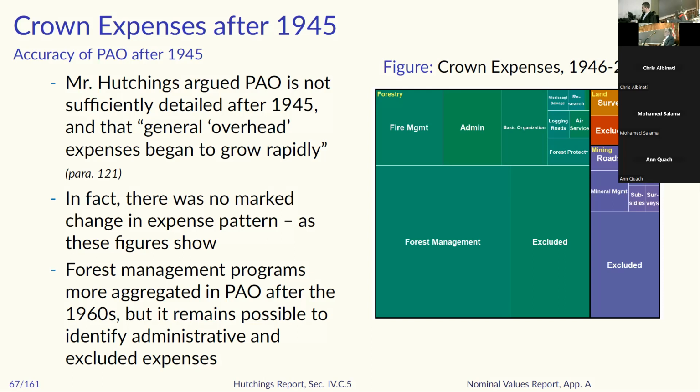The forestry excluded expense also rises after, is a larger share after 1946. For the most part, this would be the rise in provincial parks spending, which was handled initially by the Department of Lands and Forests and then by the MNR after 1970. But there's some other programs in MNR which we also exclude, which helps to make that excluded block larger.